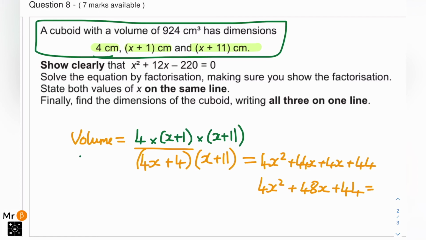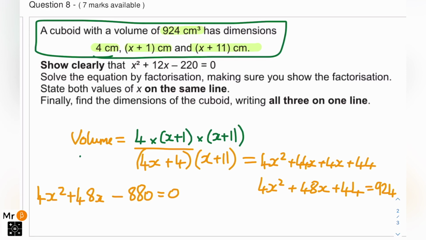So we can write that equal to the volume which is stated in our question, which is 924. What we now need to do is make it look like the answer in the question. So we're going to subtract that 924 from both sides. That leaves us with 4x squared plus 48x minus 880. You can now see it's starting to look like the equation above.